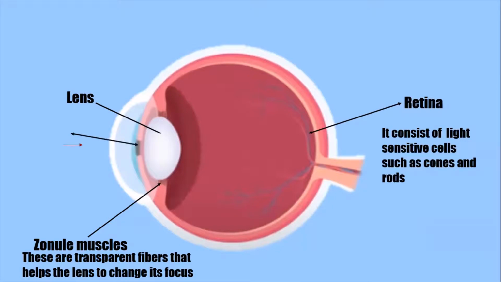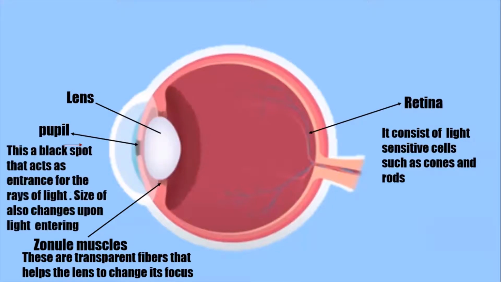Moving forward, this black part is known as the pupil. The pupil is a black spot that acts as the entrance for the rays of light.